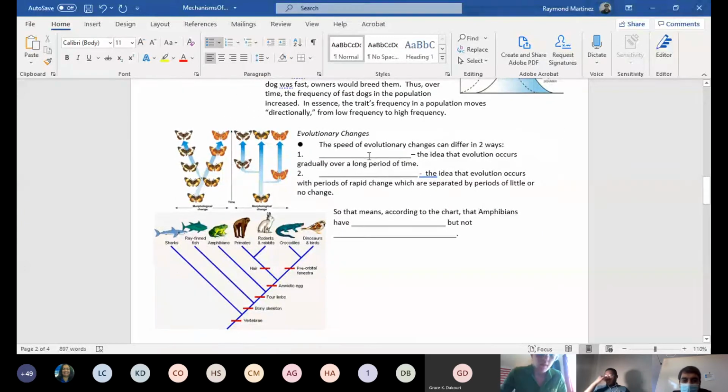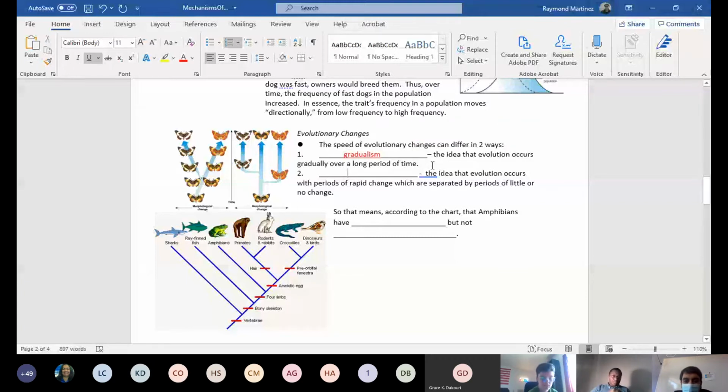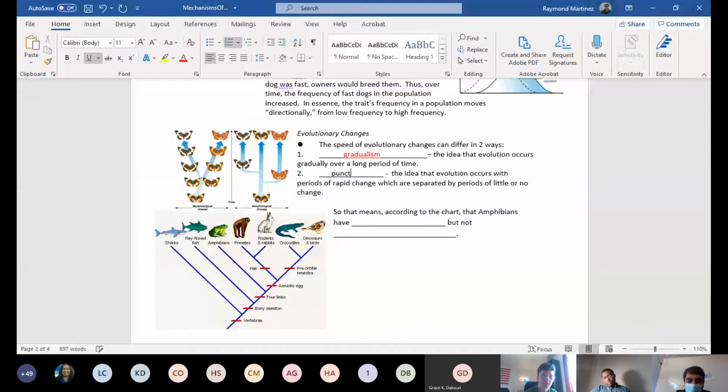All right, the speed of evolutionary changes that can differ in 2 ways. So the first, the idea that evolution occurs gradually over a long period of time. Is that gradualism? It is. Good job. Gradualism. And if that's gradualism, what's the one that occurs with periods of rapid change that are separated by periods of little or no change? This is a long one. Punctuated equilibrium. Boom.